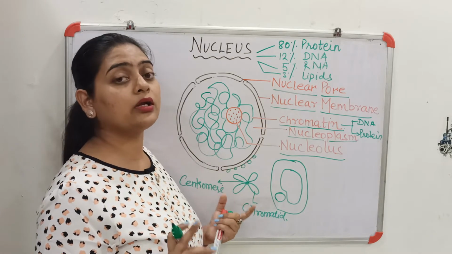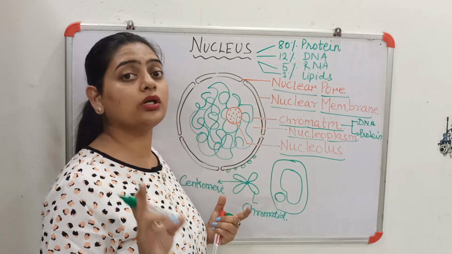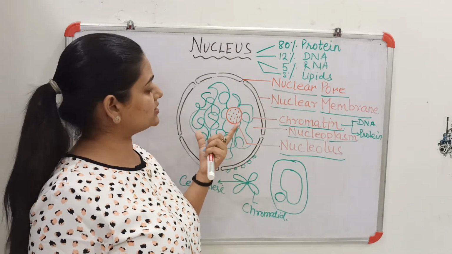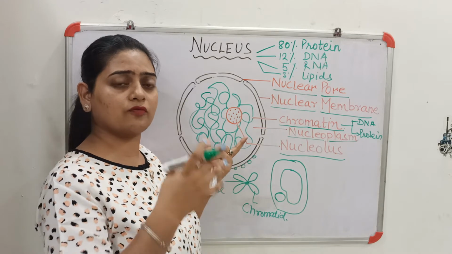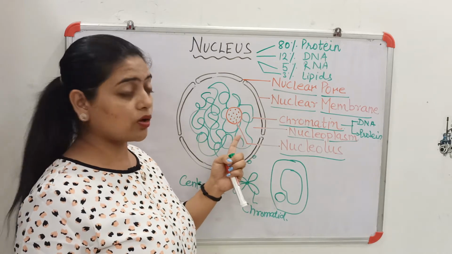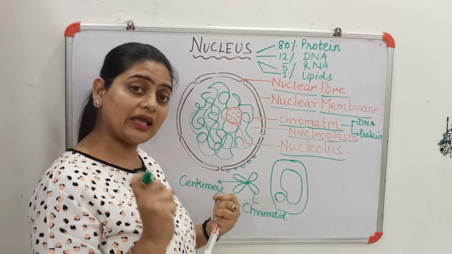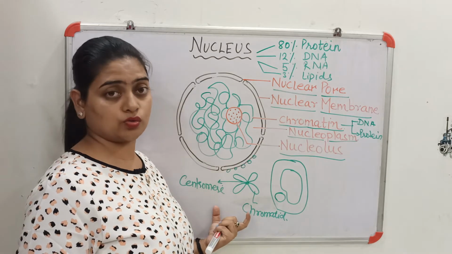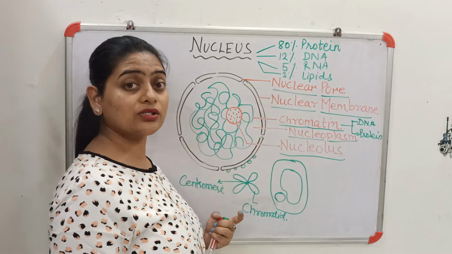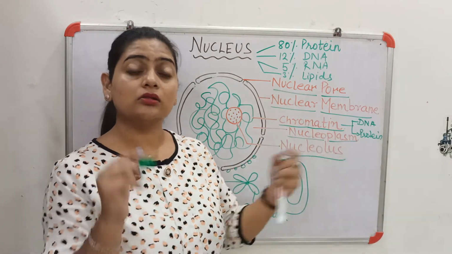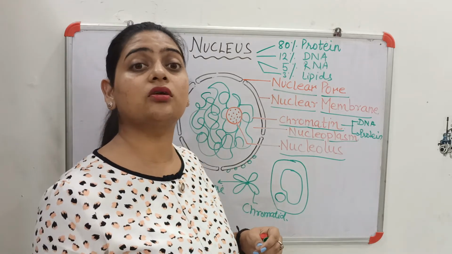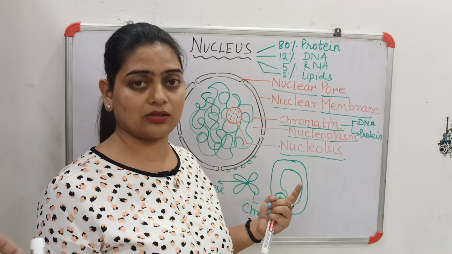This is very important. You must understand the difference between chromatin and chromosome. When there is no division going on, the genetic material is present in the form of thread-like coiled structures. But when division starts, these chromatin thread-like structures condense and form chromosomes. So this is very important. This is the genetic material, DNA and protein, which helps in the passing of traits from one generation to another generation.